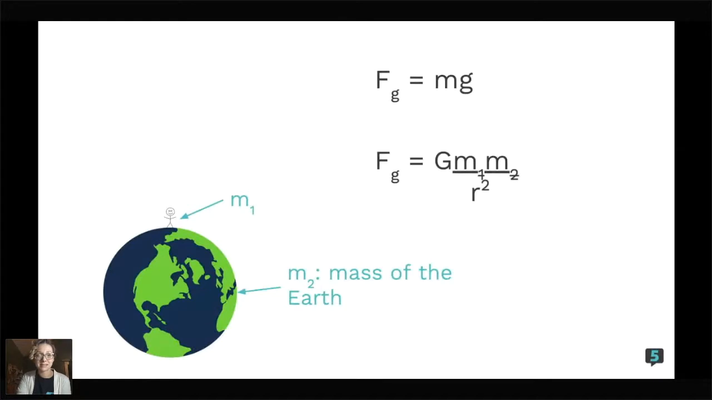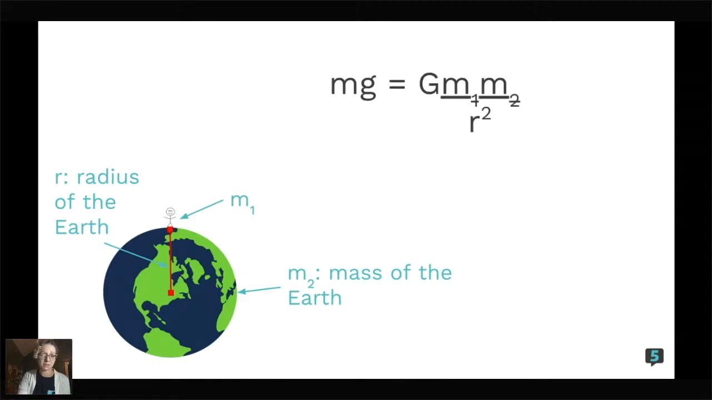So m2 will just literally be the mass of the Earth. And then the distance between them will be the distance between their centers of mass, which will pretty much be the radius of the Earth. Again, it's the radius of the Earth plus the distance from the ground to the person's center of mass, but that's going to be so small compared to the radius of the Earth, we can pretty much just use the radius of the Earth. So since this is equal to Fg, the force of gravity, and this is also equal to Fg, then we can set them equal to each other, right? If they're both equal to the same thing, then they must also be equal to each other.